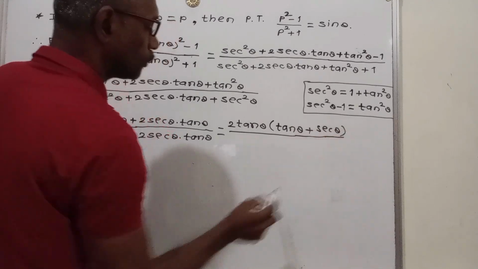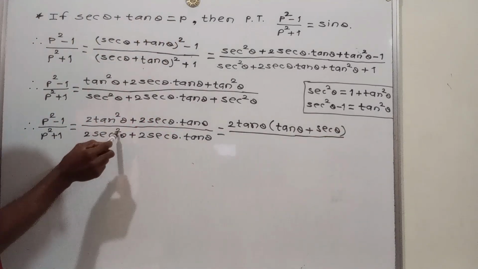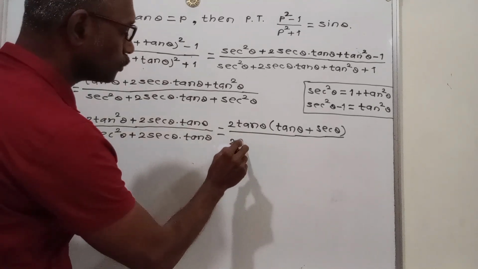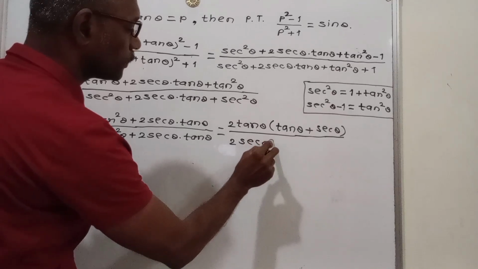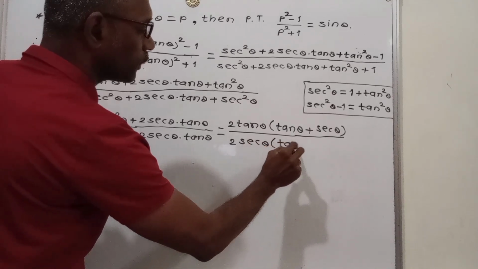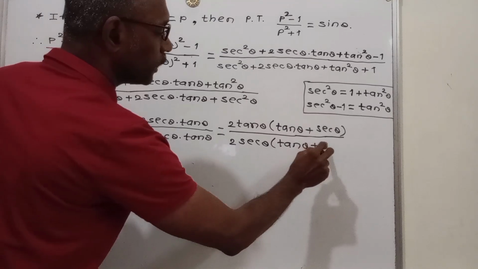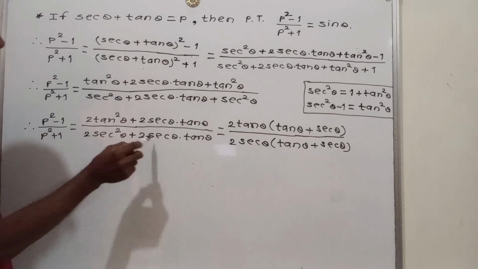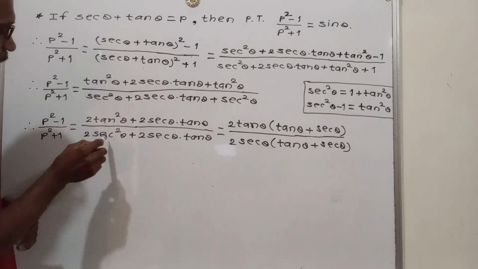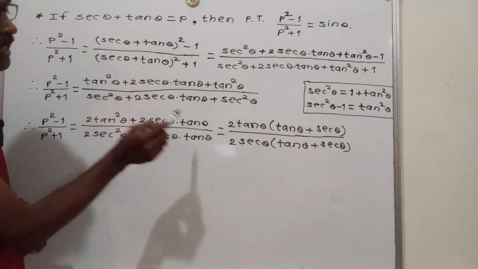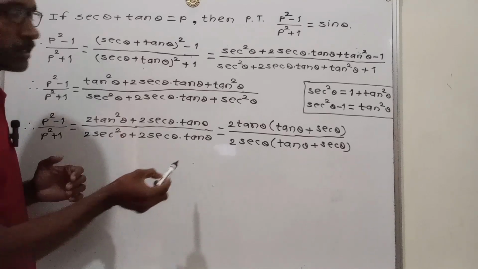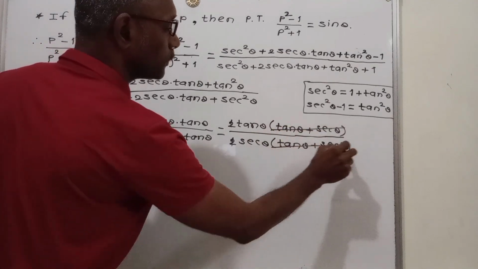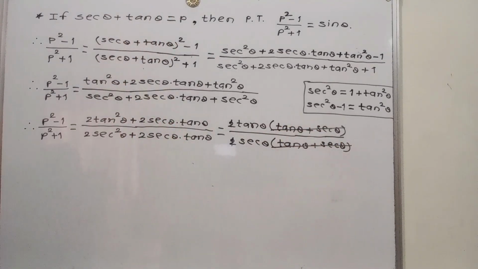Sec theta. Okay, then here 2 sec square theta and here 2 sec theta we take common. Therefore, remaining tan theta plus sec theta. See here, 2 sec theta common. Then what is left? Sec theta plus tan theta or tan theta plus sec theta. This bracket cancelled. Okay. Then what is left?